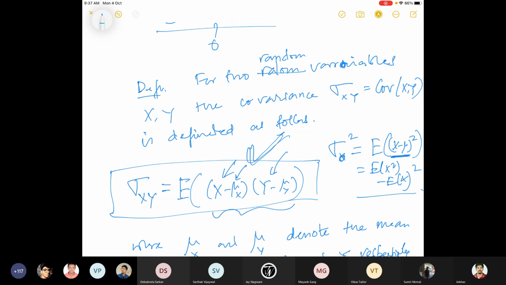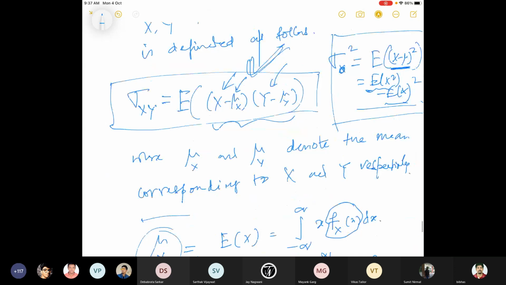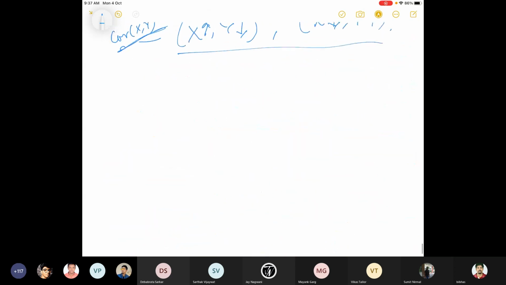Now, the way we had a ready-made formula for the variance of a single random variable, E of X square minus E of X whole square, here we are also looking for a similar ready-made formula in terms of the product moment, E of XY, and the individual marginal moments. Can there be a formula? We'll prove a ready-made formula for the covariance. So this is the result.